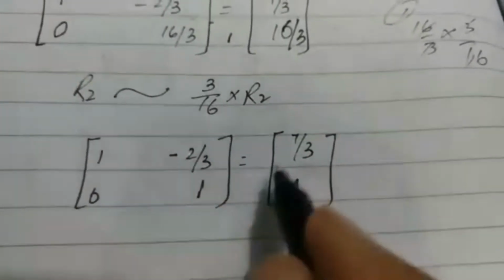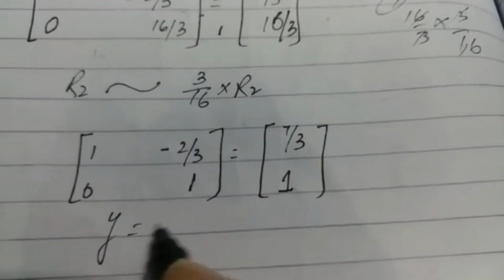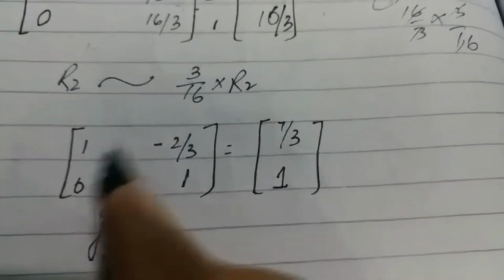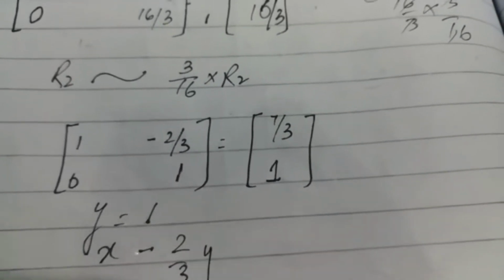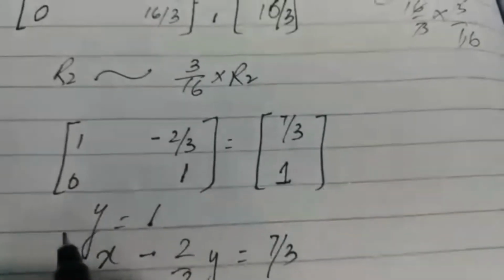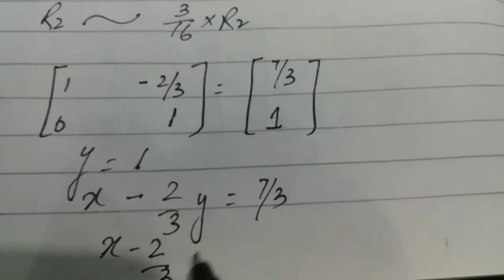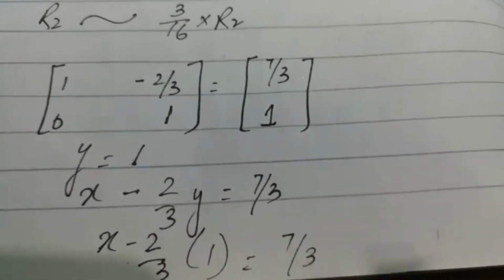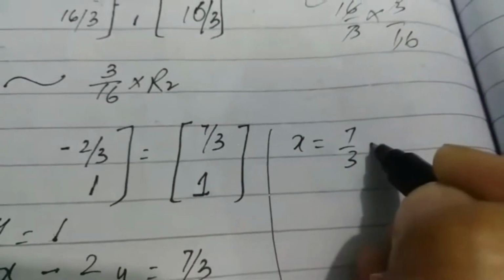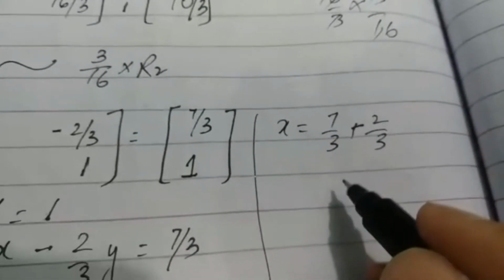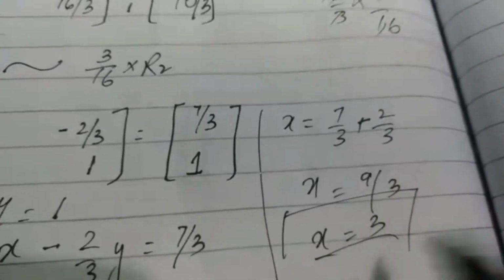From this matrix, this is the coefficient of y, so we can say that y equals 1, and this is the coefficient of x. So x minus 2 upon 3 y equals 7 upon 3. Put the value y equals 1: x minus 2 upon 3 multiplied by 1 equals 7 upon 3. I will solve it here. x equals 7 upon 3 plus 2 upon 3, so it becomes 9 upon 3, or x equals 3.